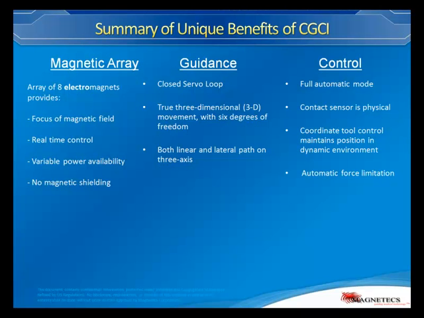The other element that can define the time domain is, of course, the latencies associated with your inductance. So we have very, very low inductance on the coils, very large wires, and self-cooling. 3D space, 6 degrees of freedom, linear and lateral path, 3-axis control, full automatic mode, contact sensor, a variety of features. Dr. Gang will talk about them because they are inherently part of the clinical needs of the system.